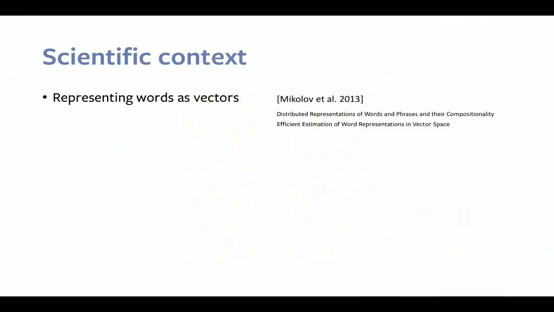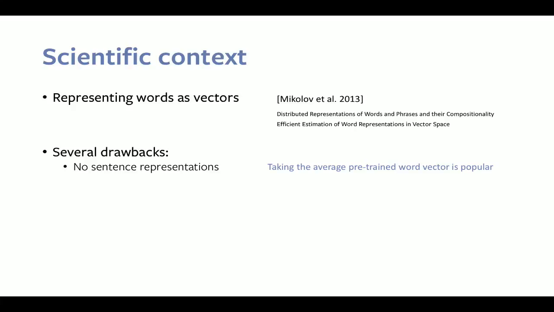So just to give you some scientific context around that, I don't need to convince anyone that representing words as vectors is interesting. Everyone has used word vectors for some applications, and the implementation of word2vec has seen a huge success. But there are some drawbacks to word2vec. One of them is that you cannot easily build sentence representations with word2vec. People take the average vector over a sentence and use that, but it doesn't actually work that well.